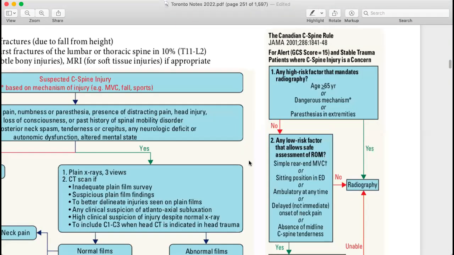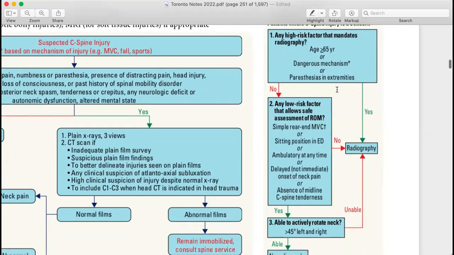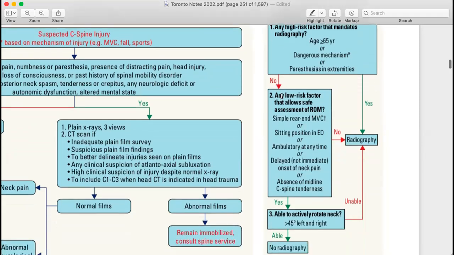On the sidebar, any high risk factors, as we discussed, which ones? Motor vehicle collision, fall, any sports that mandate radiography, age more than 65, or any dangerous mechanism, as we already discussed: motor vehicle ejection, fall from a height of 12 feet, paresthesia in the extremities. If there is nothing, what are you going to do? Check for any low risk factors.